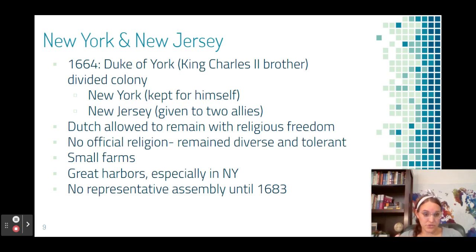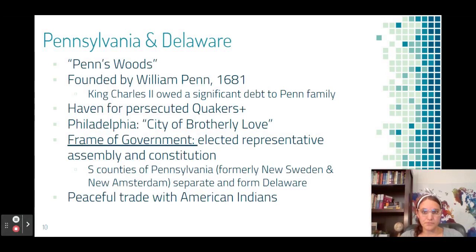The Dutch were allowed to remain in the region, and they were allowed to have religious freedom. They were allowed to speak their language. And so from the beginning, this area had no official religion. These areas will be primarily settled for economic purposes, seeking wealth for the Duke of York. Great harbors, especially in New York, but there was no representative assembly until much later, 1683. He finally allowed for that to happen in the region.